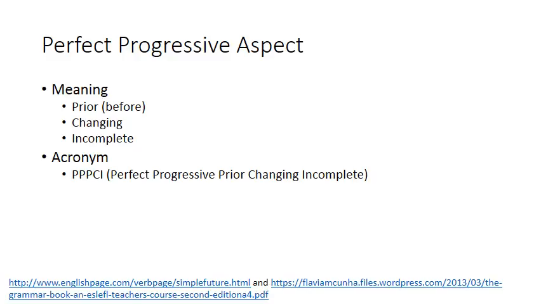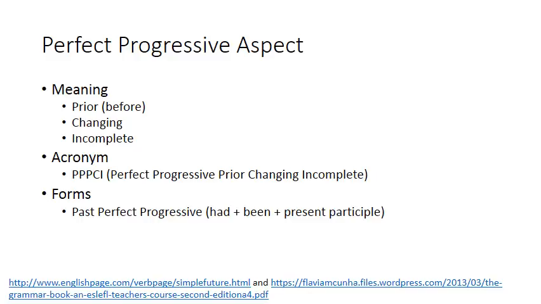So the acronym for that would be triple PCI. So perfect, progressive, prior, changing, and incomplete. We're going to have three forms of this, as we always do with our three tenses. So we have the past form, which is going to be made up of three words. The first word is going to be had, the past tense of have. And then we're going to have been, which is the past participle of the verb be. And then we're going to have the present participle. The present participle just means the ing form of the verb, and we use that also in the progressive.